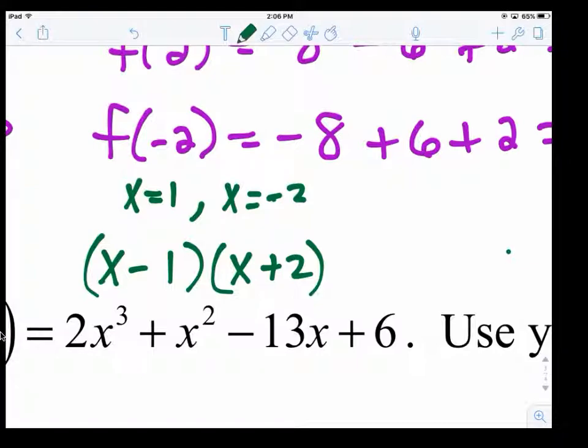If you were to FOIL this out, we figured out that we have a root at positive 1 and negative 2. You're only going to get an x squared. But our equation is an x cubed, so we need another root. If you have an x cubed, you should have at most 3 roots. Well, we're going to look at the graph.